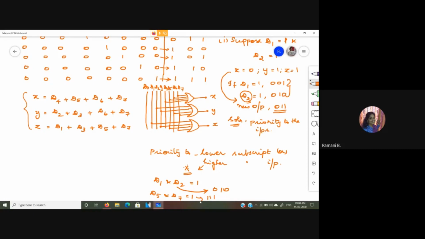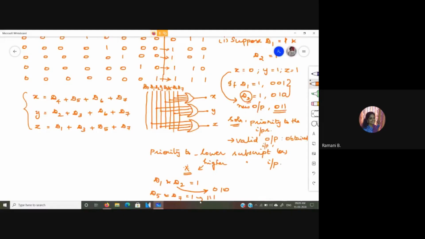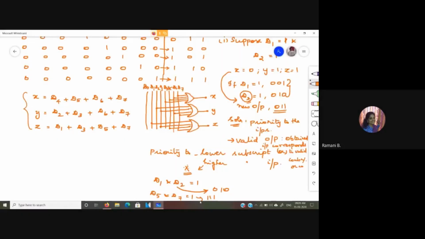Okay. So that is one of the cases. So one thing is giving priority to the inputs. Another thing is, what they do is include a valid output option. That is, in order to say whether the obtained input combination is valid or not. This indicates whether the obtained input corresponds to a valid combination or not. We will see an example for this, so don't worry about it.